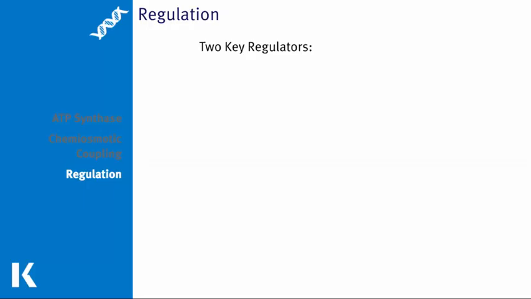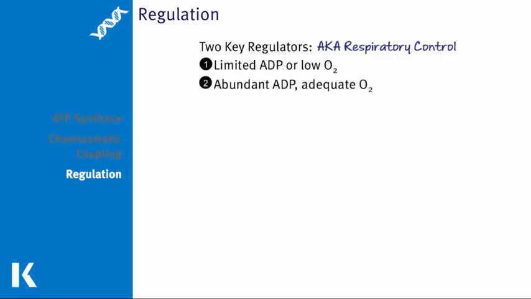There are actually many places where regulation can take place during the entire process of oxidative phosphorylation. But for ATP synthase's role, there are two key regulators, both of which basically hinge on respiratory control. In addition to oxygen, we also need ADP for this process. The first scenario to consider is when oxygen is low or you don't have much ADP. And the second is when both oxygen and ADP are plentiful, so you have as much as you need of your key ingredients.